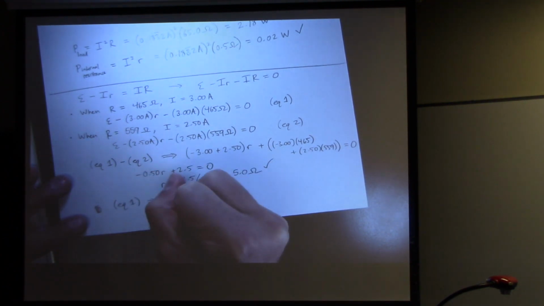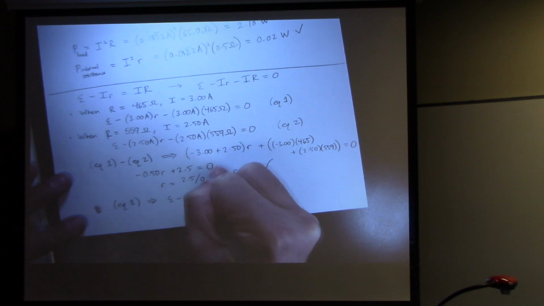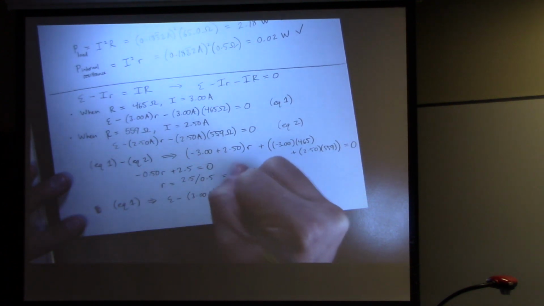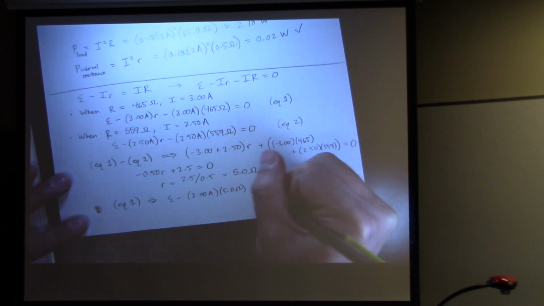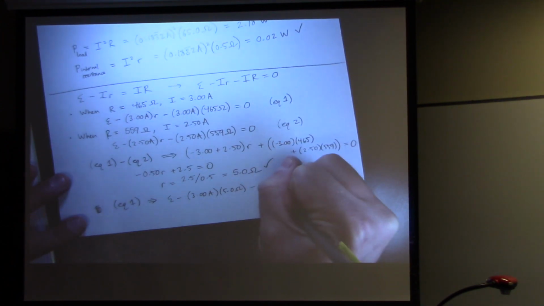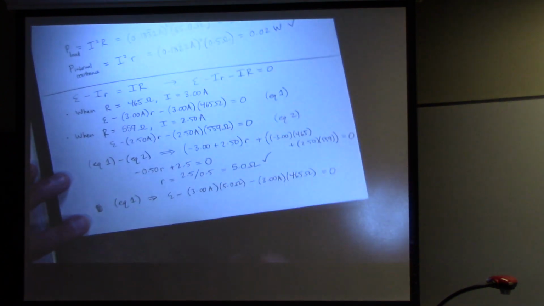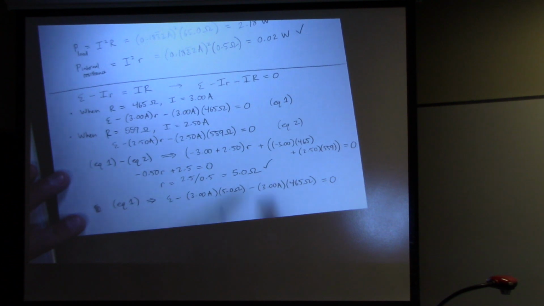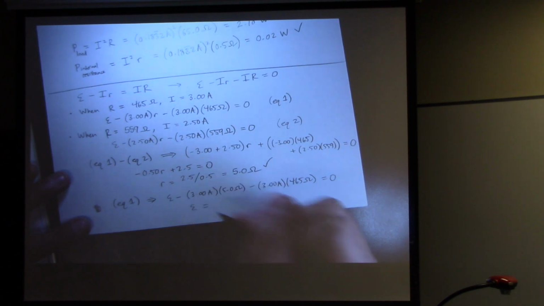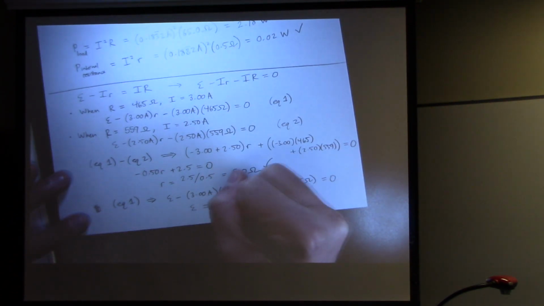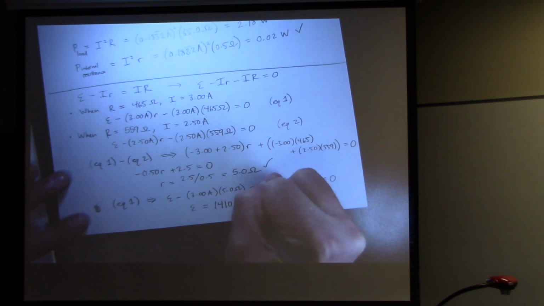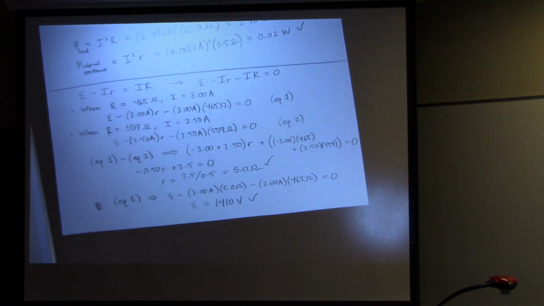So I'm going to have epsilon minus 3 amps times 5.0 ohms minus 3 amps times 465 ohms. All of that equals 0. So basically, if you take these two negative terms, add them on both sides of the equation, you get epsilon equals 1410 volts. So that's the EMF.